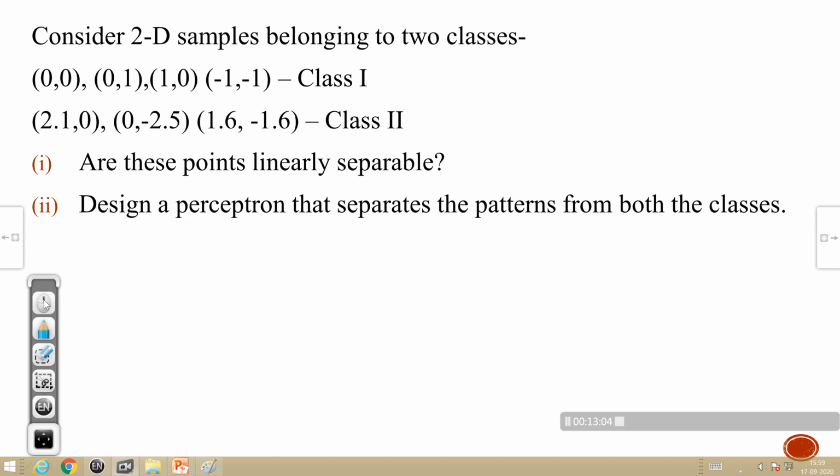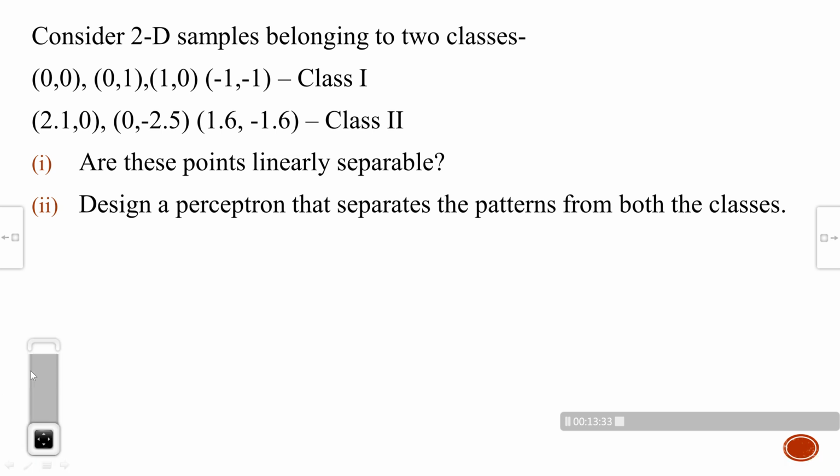Now we shall solve this simple problem. Consider 2D samples belonging to two classes. The four patterns 0, 0; 0, 1; 1, 0; and minus 1, 1 belong to class 1. And 2.1, 0; 0, minus 2.5; and 1.6, minus 1.6 belong to class 2. We have to check if these patterns are linearly separable. If they are linearly separable, we have to design a perceptron that separates the patterns from both the classes. Is that clear?